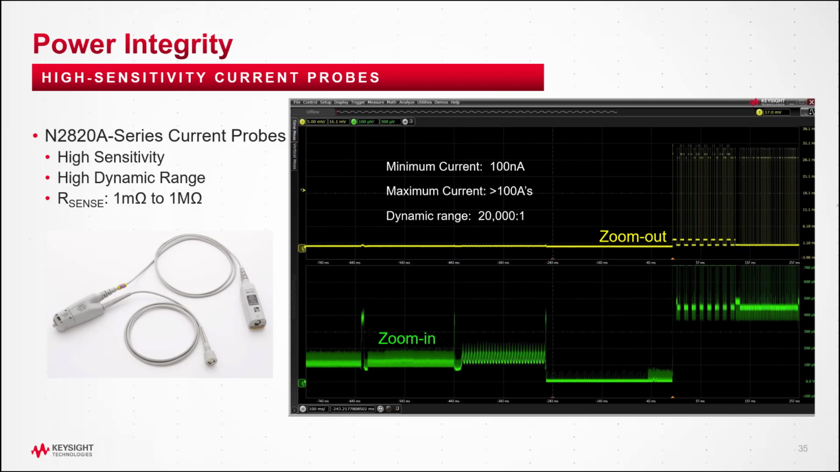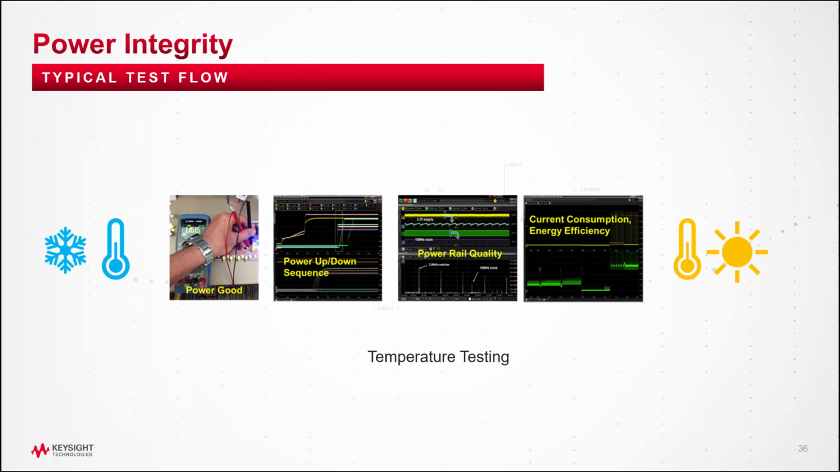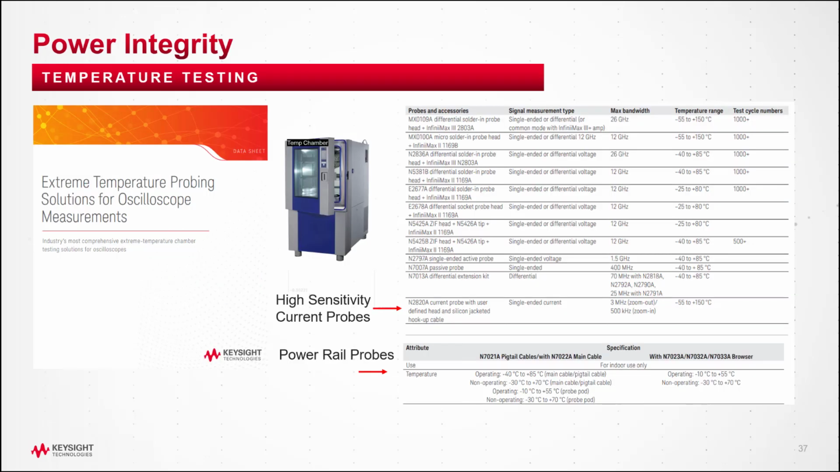You don't have to use both channels at the same time. You can hook up one and then toggle in and out. I also talked about temperature testing. Keysight has a line of temperature probes that can go in the chamber, and the 2 probes that I showed you today, the high sensitivity current probe and the power rail probe, can go in the chamber, which allows you to make measurements down to minus 55 C or up to 150 C.